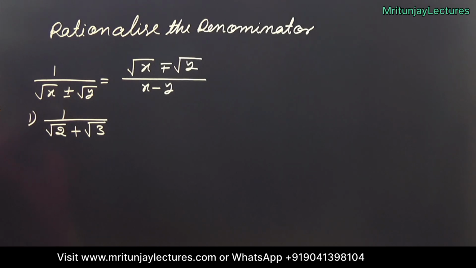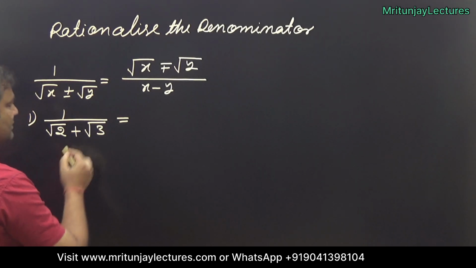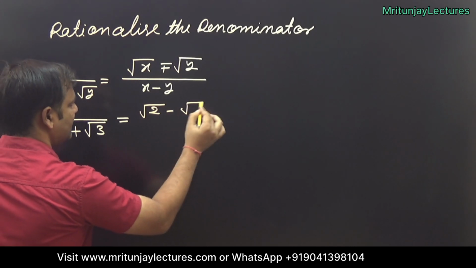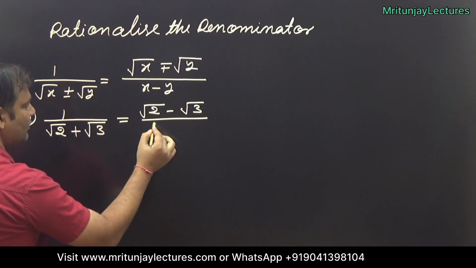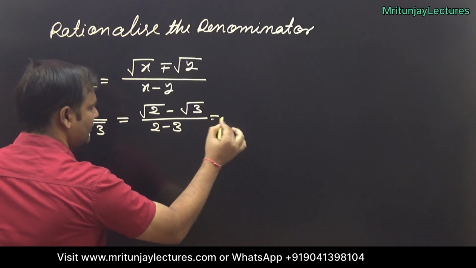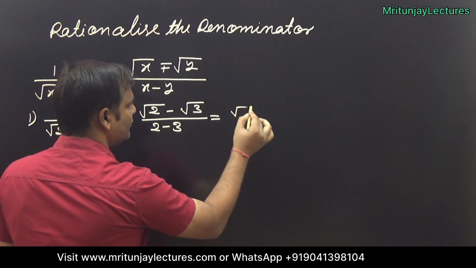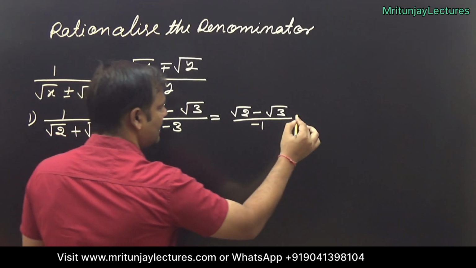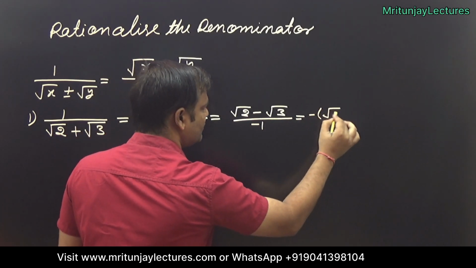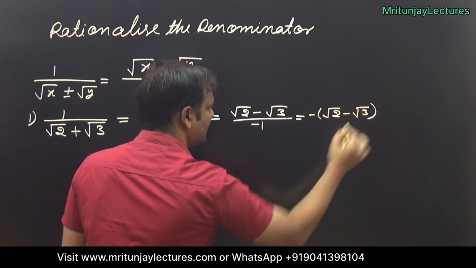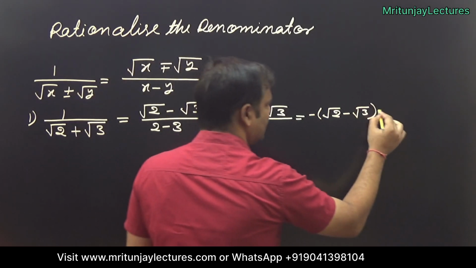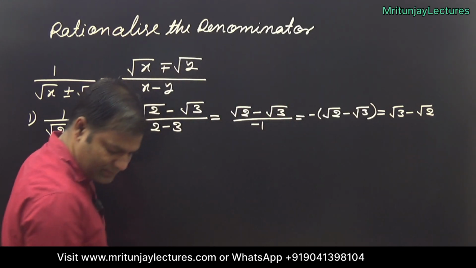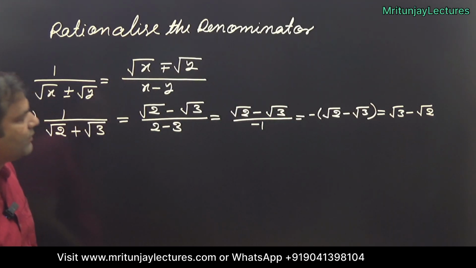How are the denominator roots eliminated? Using that formula, since plus is given we write minus: root 2 minus root 3 divided by root 2 squared minus root 3 squared, which is 2 minus 3. So we get root 2 minus root 3 divided by minus 1, which is minus root 2 minus root 3, or root 3 minus root 2, the final answer. I hope that is clear.